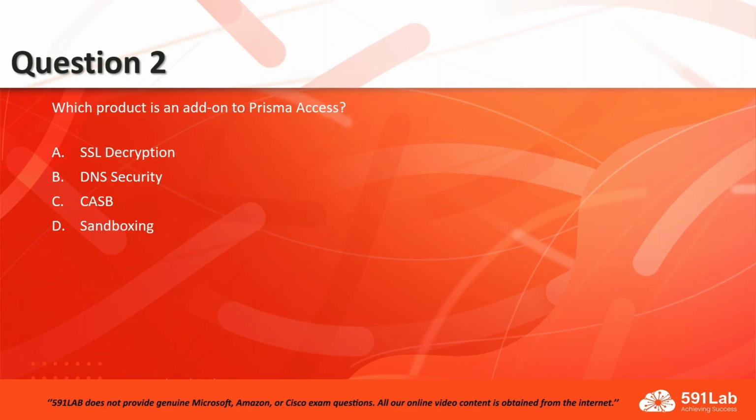Let's discuss question number 2. The question is as follows. Which product is an add-on to Prisma Access? And the options will be A, SSL decryption, or B, DNS security, or C, SASE, or D, sandboxing. To answer this question, let's check the licensing guide of Prisma Access to find out which are add-on and which are basic features that Prisma Access has.